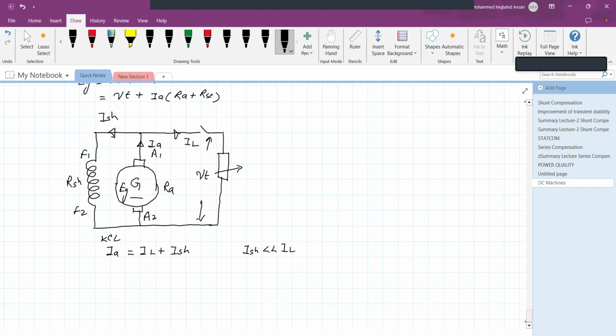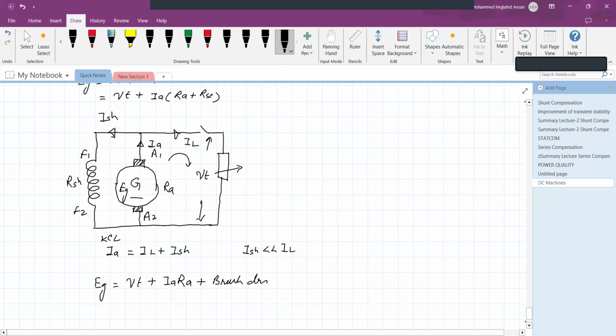Now, if you apply Kirchhoff's voltage law, KVL, in this circuit, we get the EMF generated equal to VT plus the resistance drop in the armature circuit, isn't it? And many times, where brushes are there, because of the contact over the commutator segment, there is again some voltage drop across the brushes, which is called the brush drop. It is valid for the series generator also, or you can write here plus the brush drop if it is given in the numerical.